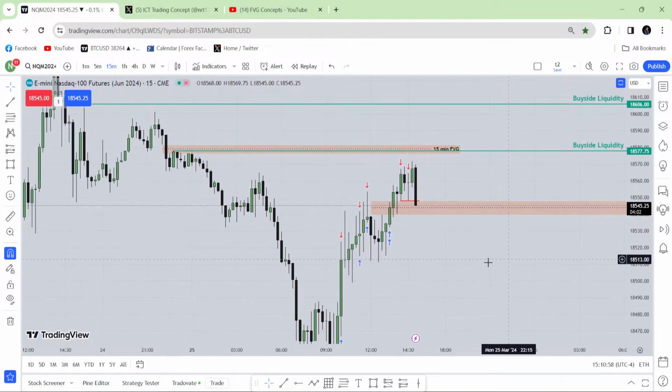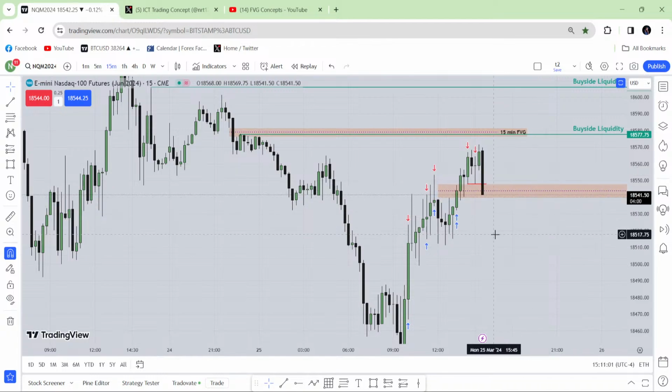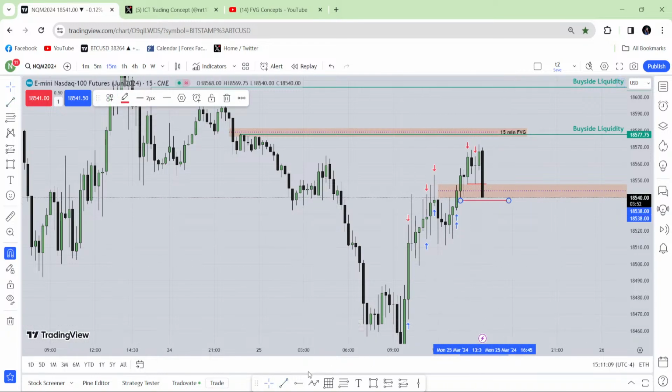No, brother, I'm not agreeing with you. If the market would love to go lower, here is a fair value gap from the 15-minute chart. I'm going to mark that 15-minute fair value gap. I'll keep an eye on that fair value gap here from the 15-minute chart.